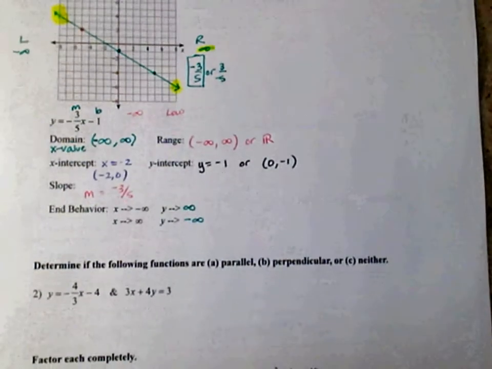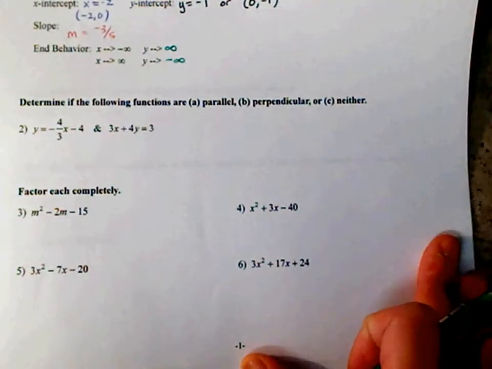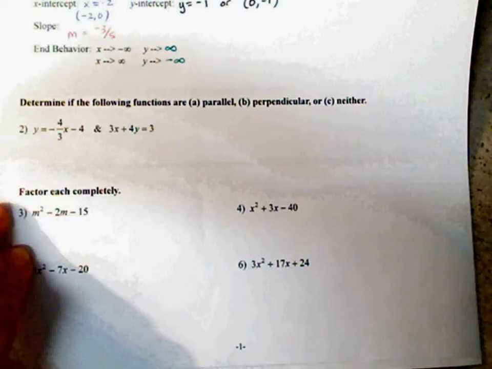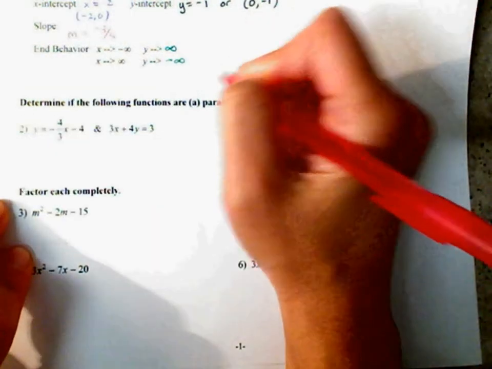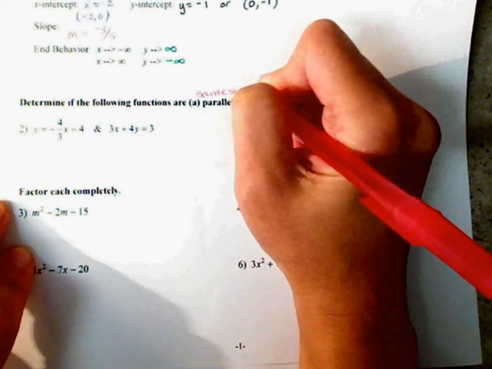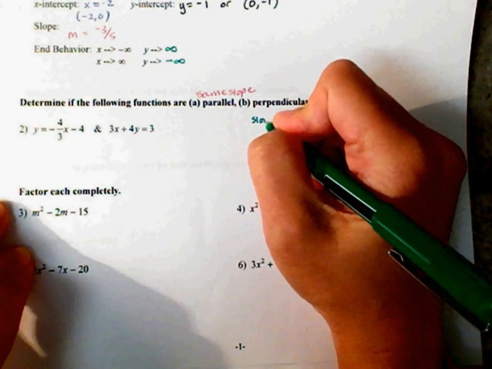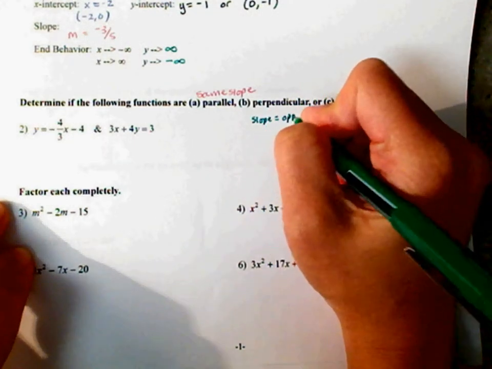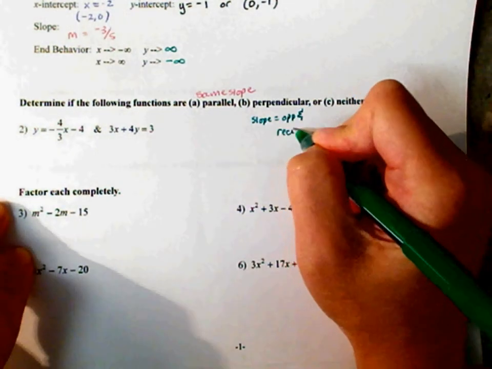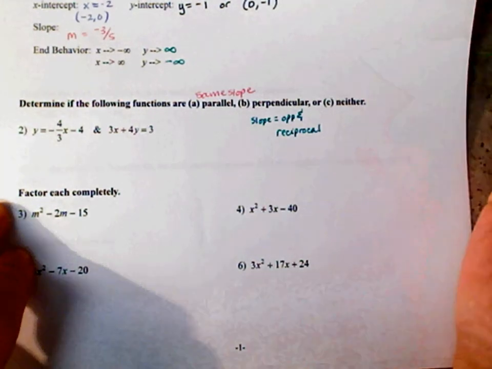Number 2, it says, determine if the following equations are parallel, perpendicular, or neither. If it's parallel, you will have the same slope. If it is perpendicular, your slope will be opposite and, keyword and, reciprocal. Okay. And if it's neither, then it's not either parallel or perpendicular.